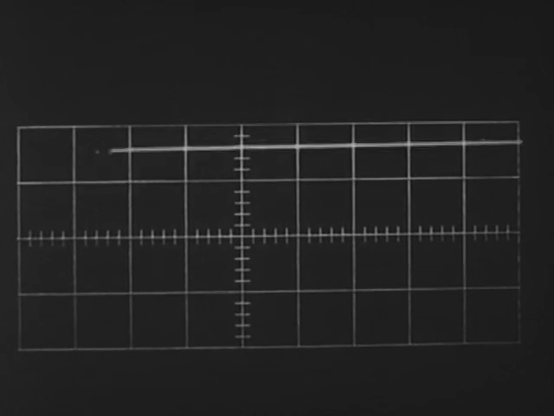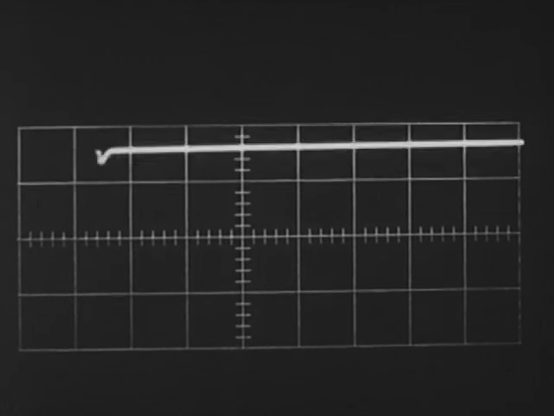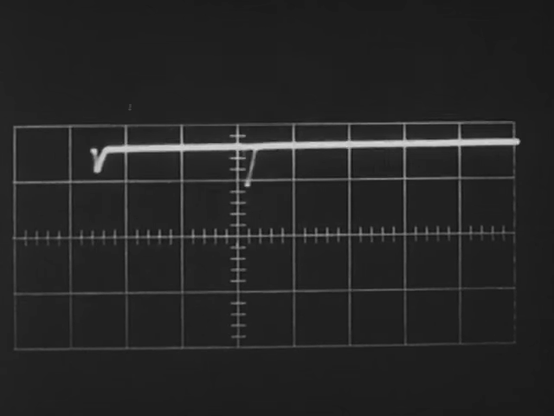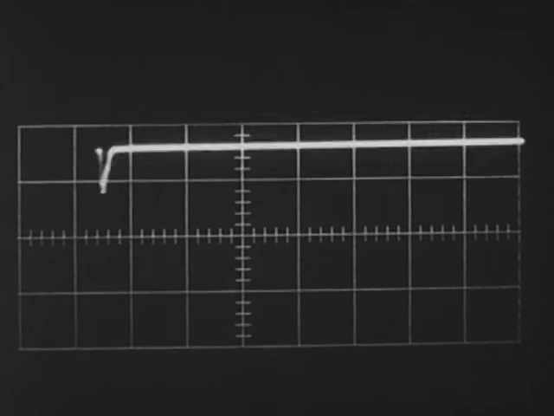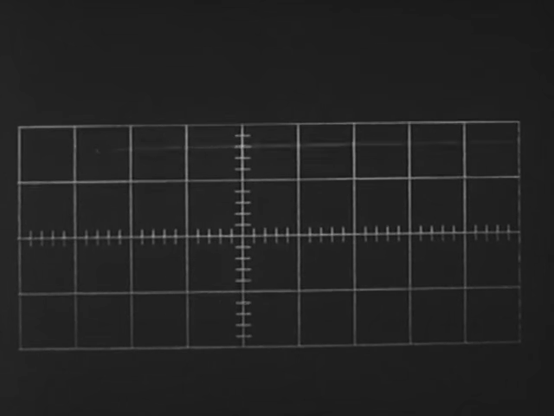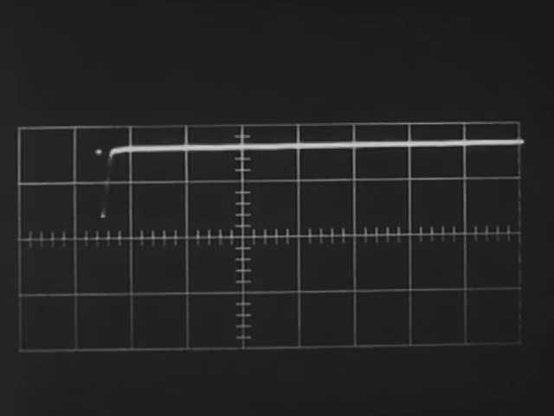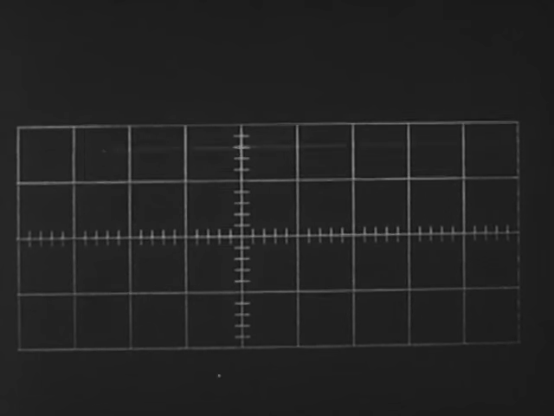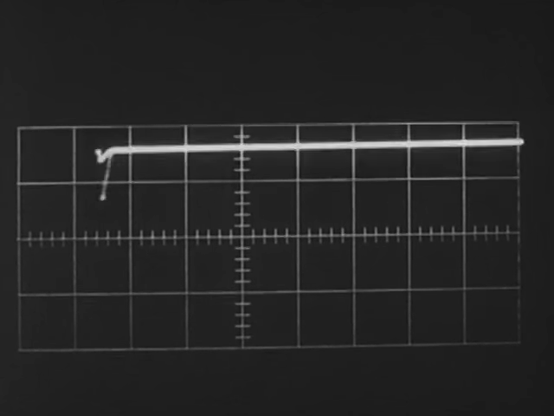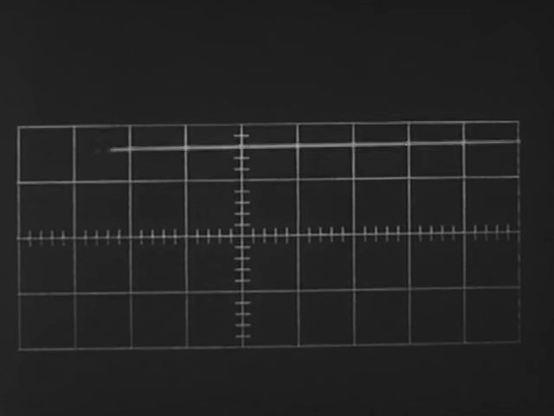Now let's look at some more. There. There. You see that these pulses are occurring at different places across the face of our scope, and that indicates that the mesons take different lengths of time sitting around in our scintillator before they blow up.